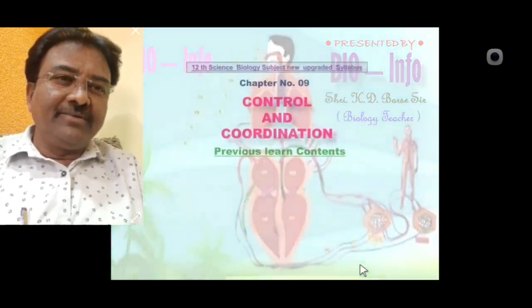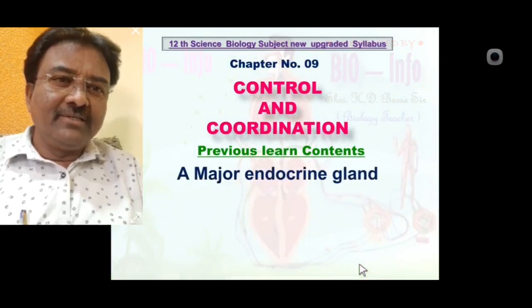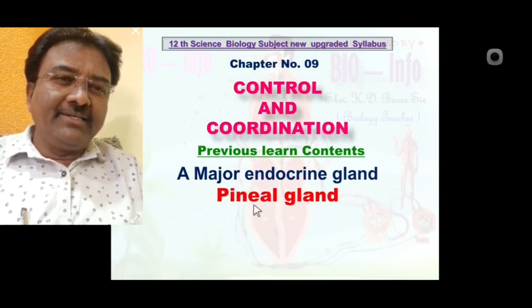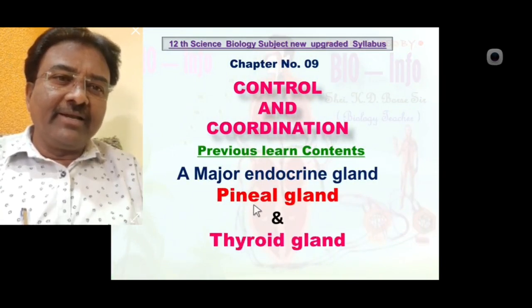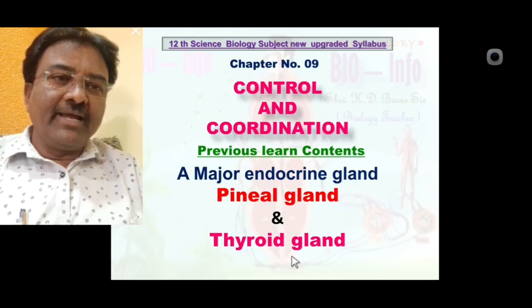In the previous lecture we learned the control and coordination chapter concept, and major endocrine glands: the pineal gland and the thyroid gland. We discussed in detail the pineal gland structure, its function, secreted hormone, and the thyroid gland, its structure, histological structure, secreted hormone, and different disorders of the thyroid gland.